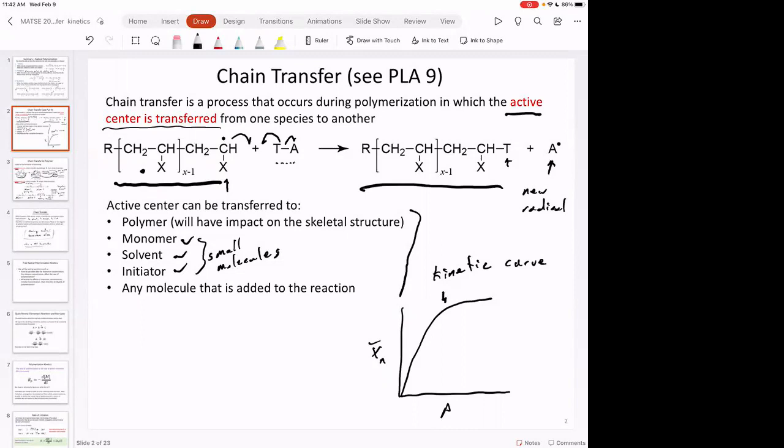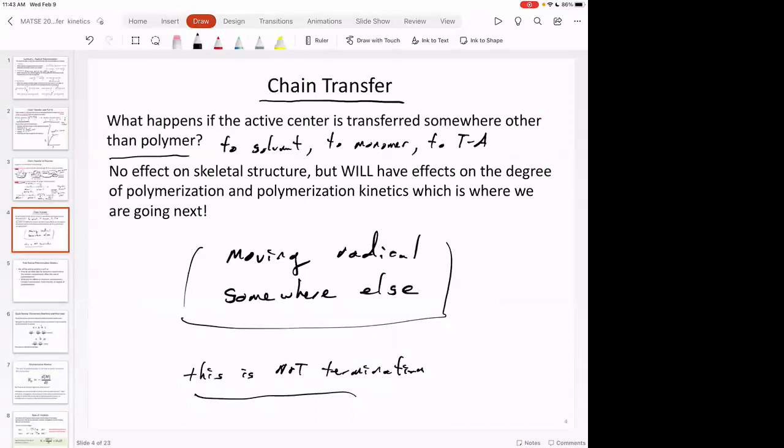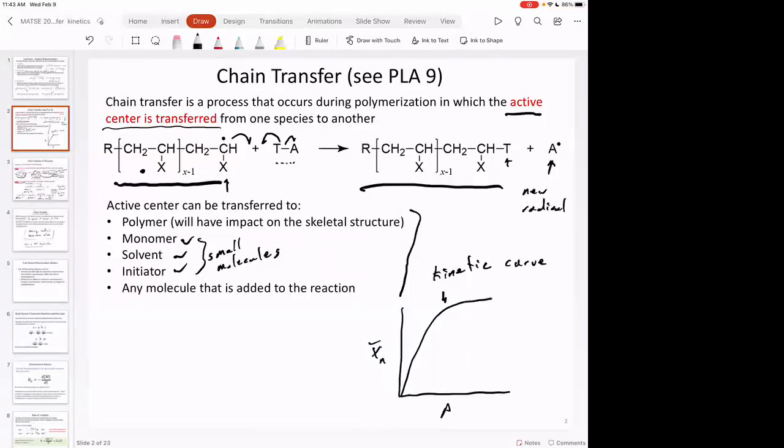Yes. So for when this is active center to be transferred, and then polymers will have impact on the skeletal structure, but it doesn't say that for monomer, solvent, or initiator. If you look at the TA, you're technically adding that T. So isn't that having that impact on the skeletal structure? You're adding something. T is not a change in skeletal structure because it's just a low fragment, right? And remember what skeletal structure is. Is it a long chain? Is it a branch? Is it a short chain branch like this?